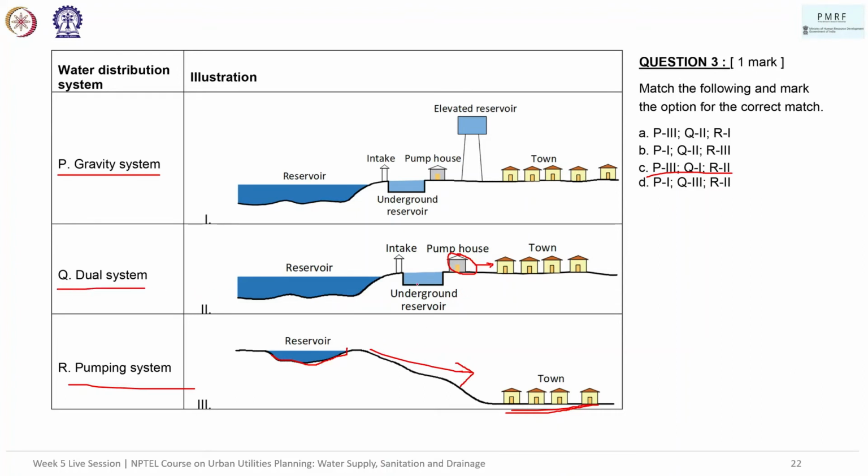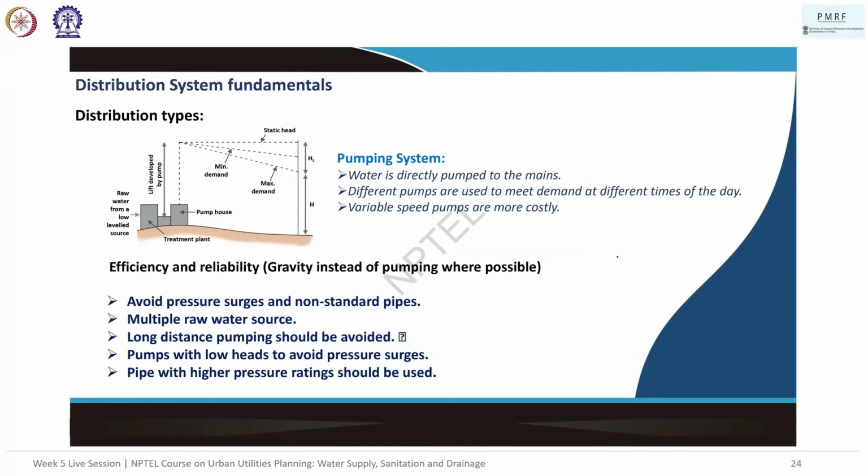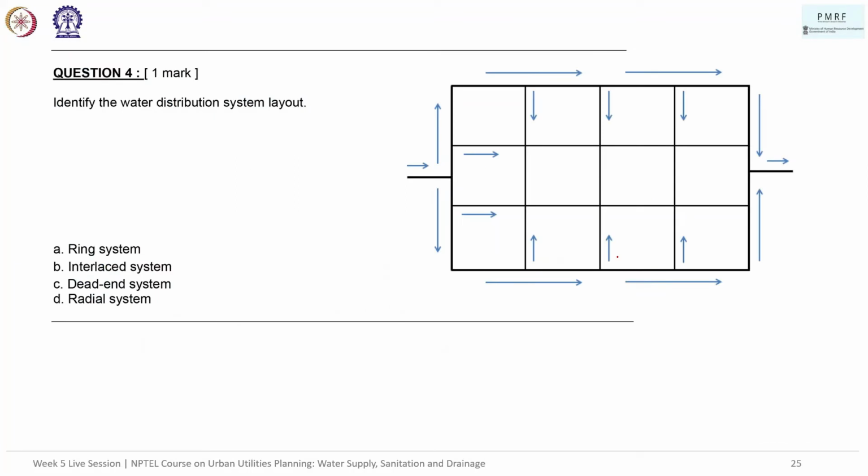The dual system sort of integrates the two concepts. So you have a pump house, you pump water into an elevated reservoir, after which it's gravity that's doing the work. Right. So that's the dual system. So the answer is C. The corresponding slides for the two systems are also shown here. Next question. Identify the water distribution system layout. So, is it a ring system, interlace system, dead end system, or a radial system?